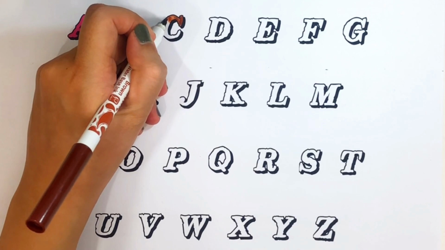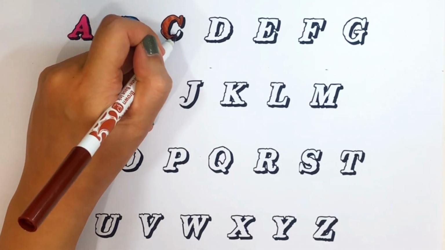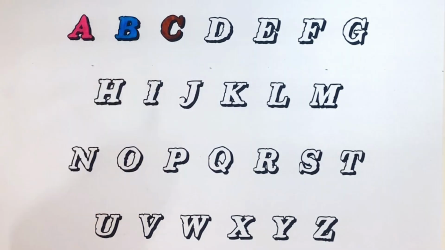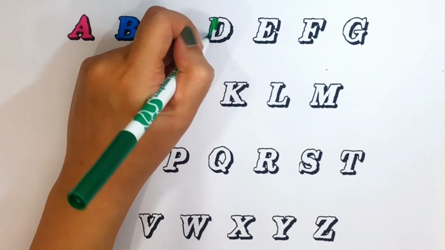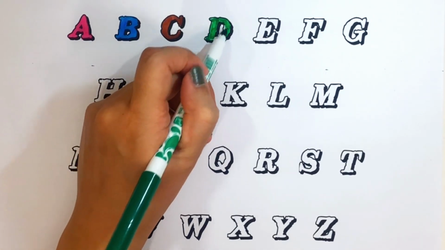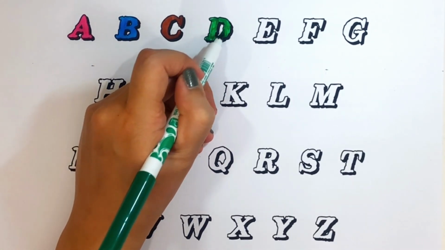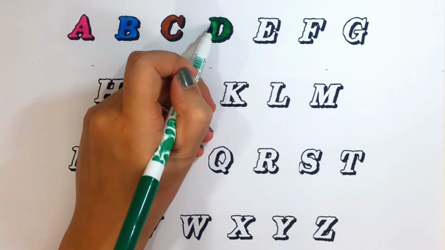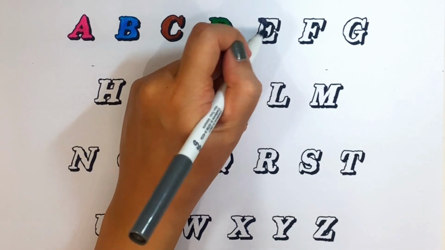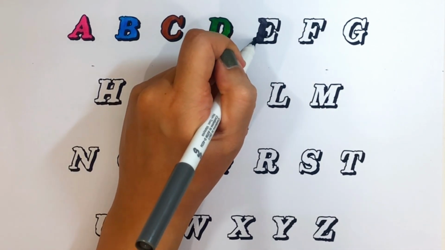C is for crab. C. D is for dinosaur. D. E is for elephant. E.